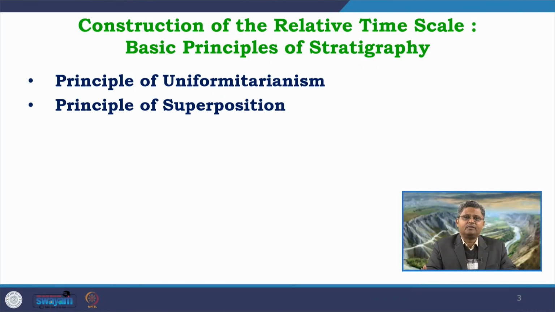The second concept, the principle of superposition, says that in an undeformed sedimentary terrain, the older rocks will be overlain by the younger rocks. So, when we are doing this kind of relative time arrangement, this concept is very important, because it directly says that always the underlying unit is the oldest one, the overlying unit is the younger one, until and unless there is some reversing of the beds that may be caused by folding or thrusting. So, the basic condition is that we can apply this in an undeformed bed, an undeformed succession. So, this is a very fundamental principle.